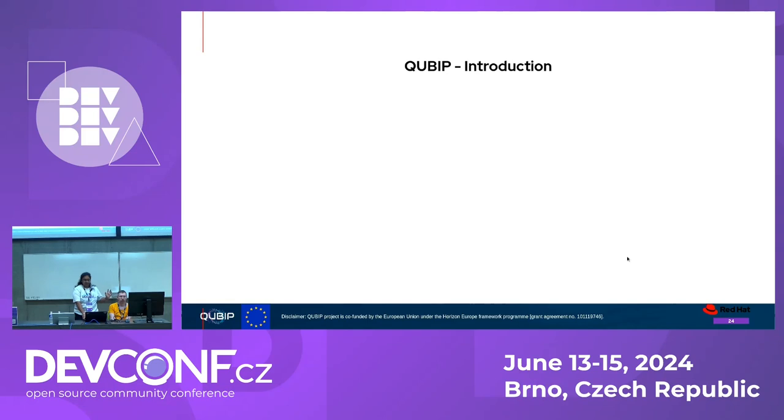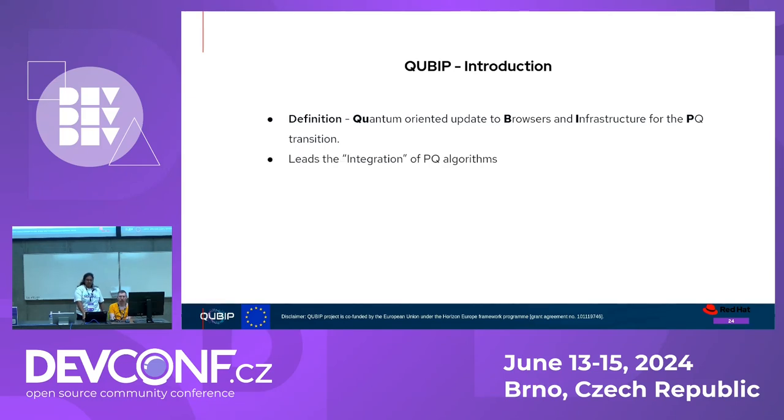So that was just a brief overview of the other projects that are going around, and the project that we are working on is called QUBIP. Just a formal definition of how it was derived: it's Quantum-oriented Update to Browsers and Infrastructure for the Post-quantum transition. This project, funded by the European Union, is basically leading the integration of post-quantum algorithms. Integration is stressed here because it's not implementing any of the algorithms. We're only going to use algorithm implementations from other places. But we've thought of use cases to integrate this in all of our protocols, in networks, and in systems.